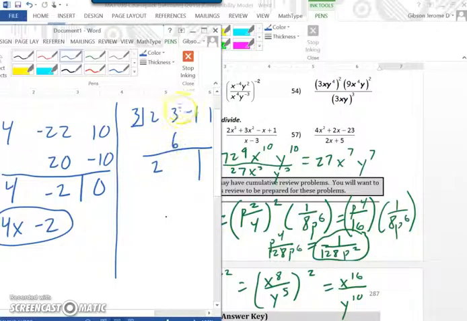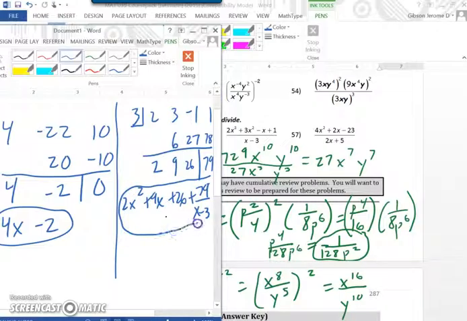We'll bring down 2. 3 times 2 is 6. 3 plus 6 is 9. 3 times 9 is 27. Negative 1 plus 27 is 26. And 3 times 26 would give us 78. And 78 and 1 would give us 79. So we know our remainder is 79. So we would go one exponent lower than 3. So we had 2x squared plus 9x plus 26 plus 79 over what we divided by, which would be x minus 3. And this is our final answer.